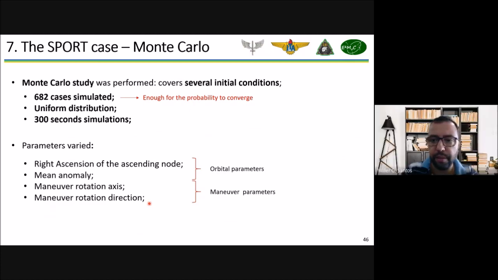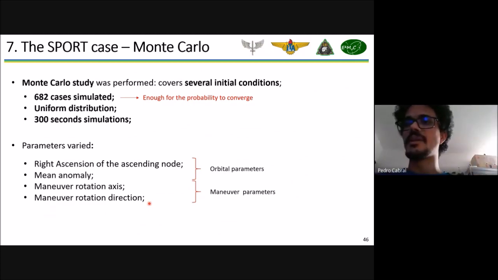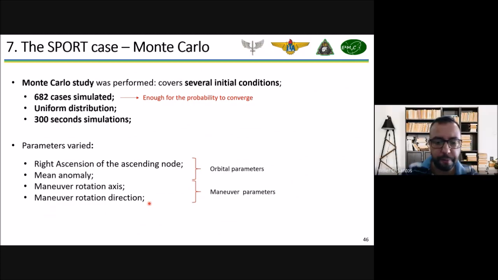Opa, beleza. E aí, Cabral? Boa tarde. Oi, boa tarde, pessoal. Cabral aqui, tudo bem? Oi, Cabral, tudo bom?